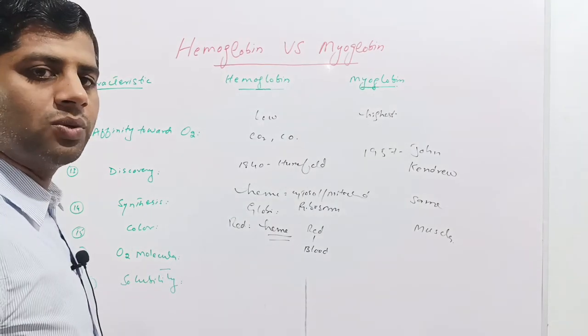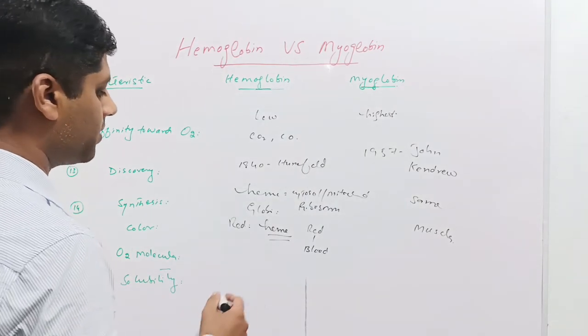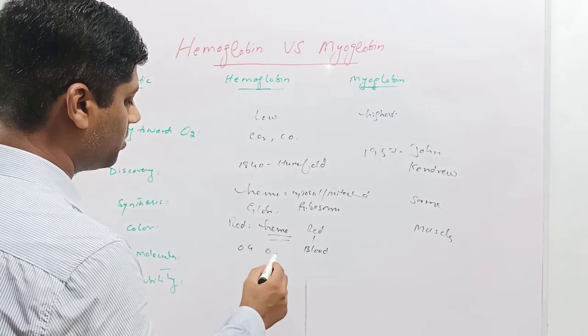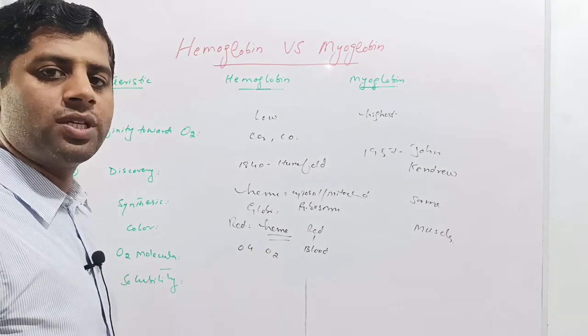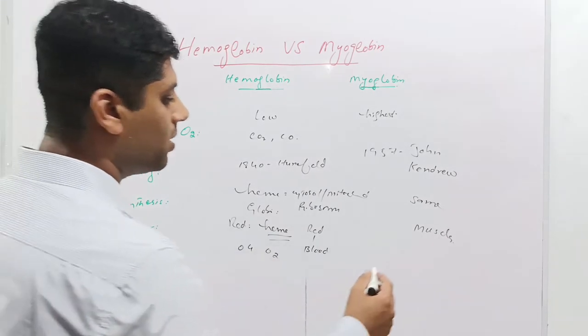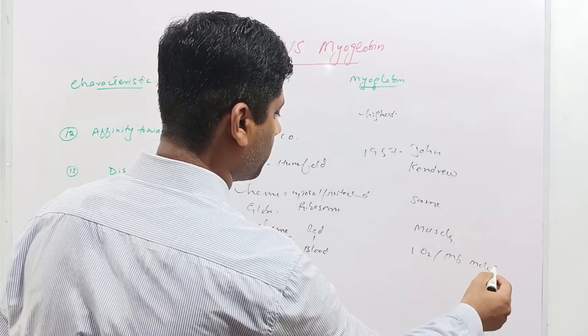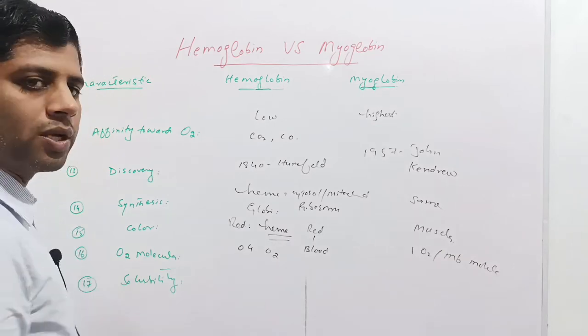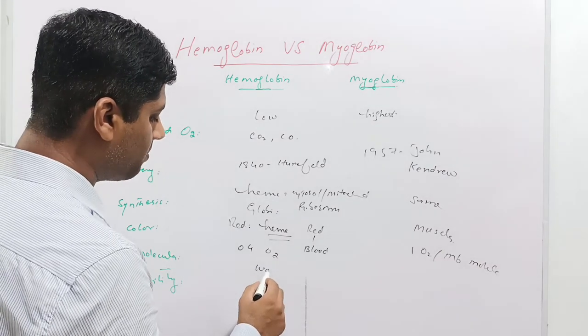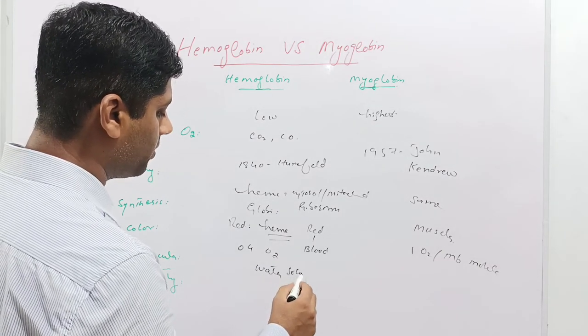Next is the oxygen molecule. As you know that hemoglobin has 4 polypeptide chains, so it can carry 4 oxygen molecules. And in case of myoglobin, there is a single polypeptide chain, so it can carry only one oxygen molecule per myoglobin molecule. Next is the solubility. Hemoglobin as well as the myoglobin both are water soluble.